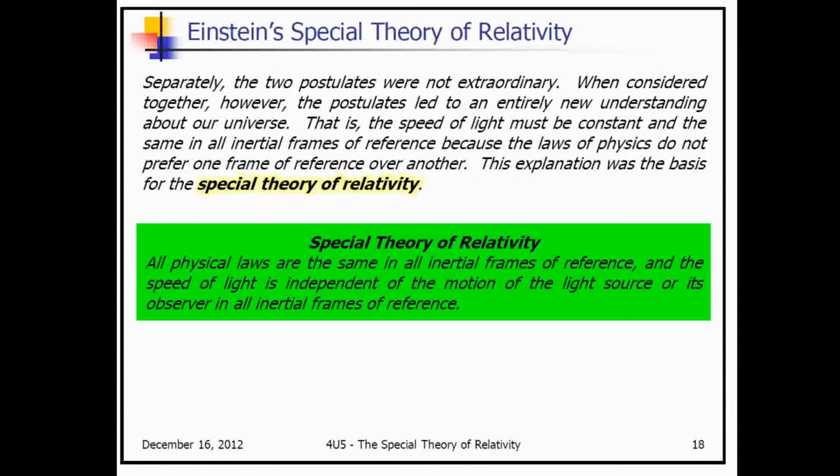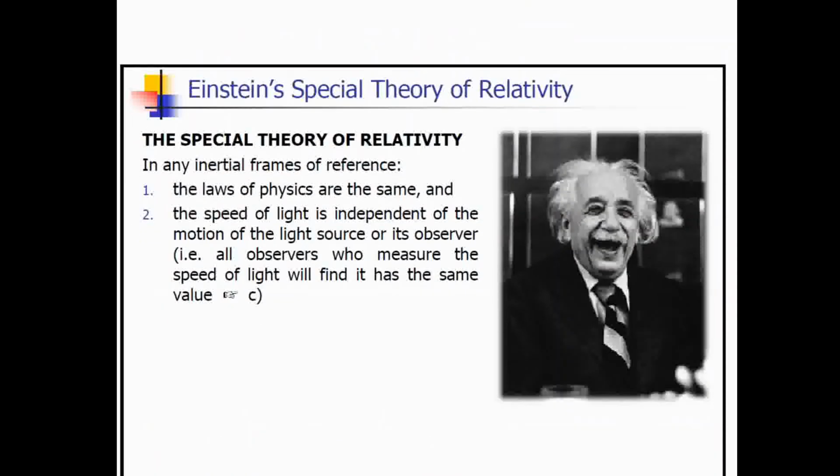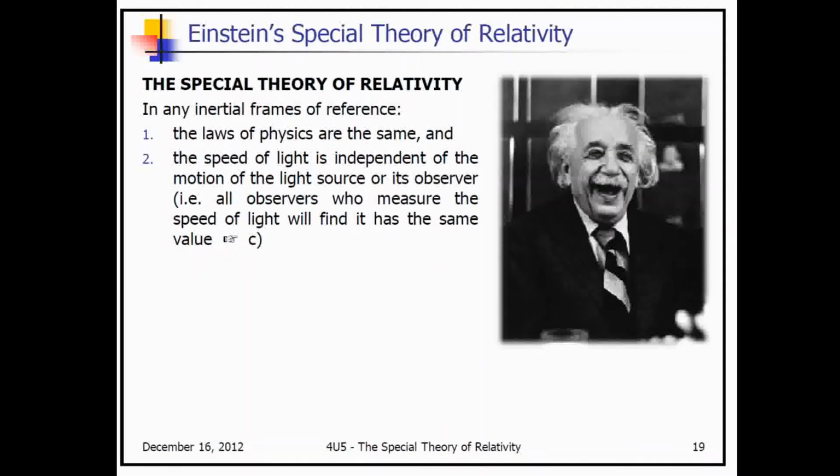And what we then had to do is figure out what are the effects of this. Before we go into those effects, I'll just read out the special theory of relativity as it's written here. It says, all physical laws are the same in all inertial frames of reference, and the speed of light is independent of the motion of the light source or its observer in all frames of reference. This is something you can copy down as well if you like. The laws of physics are all the same, and the speed of light is independent of the motion of the light source or its observer. So that's the special theory of relativity.